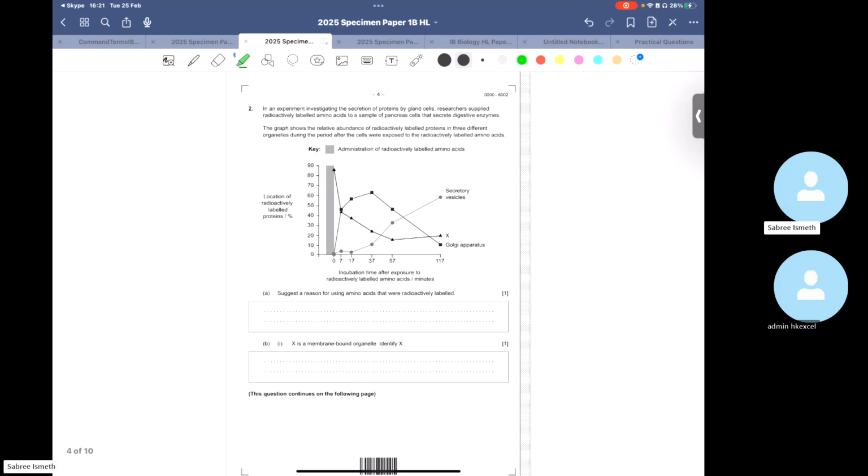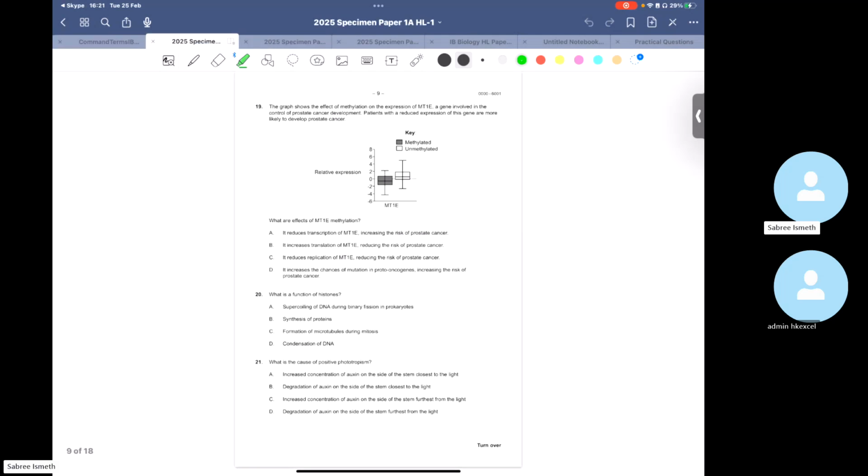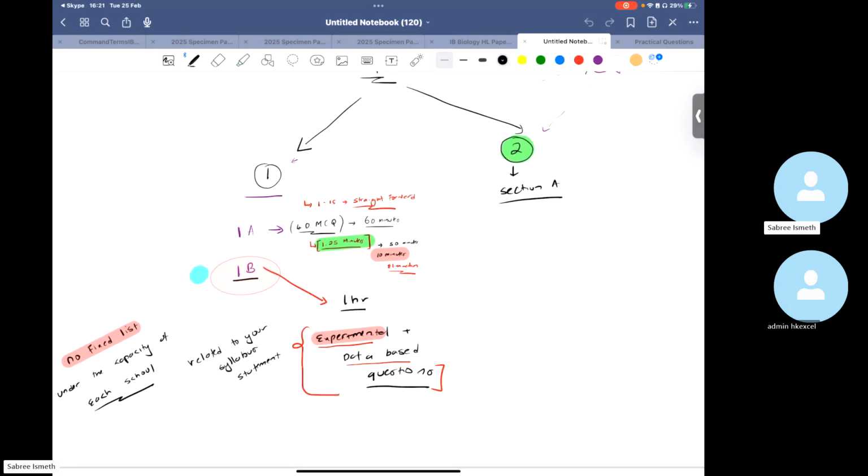Of course, this paper also has some database questions, and I'm going to teach you how we will approach database. The approach will be very similar for paper 2 as well as paper 1B because there's a kind of overlap. So that's how we'll be preparing for IB paper 1 and paper 2.